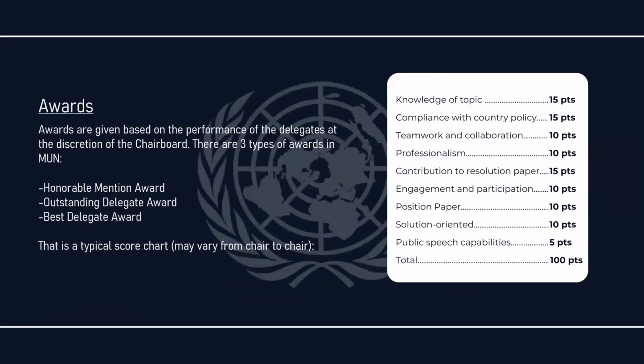Now, the Glory Awards. Awards are given based on the performance of the delegates at the discretion of the chair board. There are 3 types of awards in MUN: Honorable Mention Award, Outstanding Award, and Best Delegate Award. And here you can see a typical score chart. That is not a rule, it can vary from chair to chair, but in general, they give you scores from this. You can see every detail they work on.